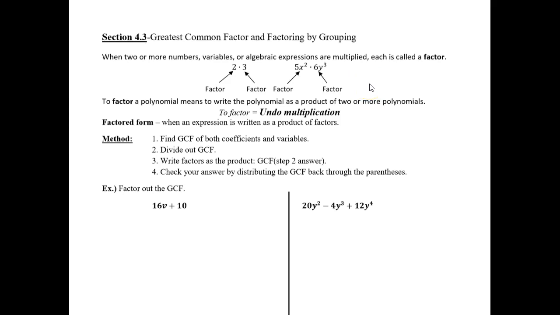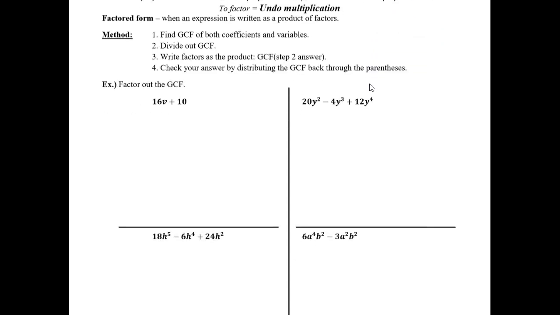I could even have algebraic expressions. So if I had something like 2x plus 3 being multiplied by 5y plus 4, this whole expression inside the parenthesis and this other whole expression, those are factors. They are things being multiplied. And factoring, when we want to factor, that is undoing multiplication. So in these first few examples, we're going to be talking about factoring out the GCF, or the greatest common factor. So that's what GCF stands for.